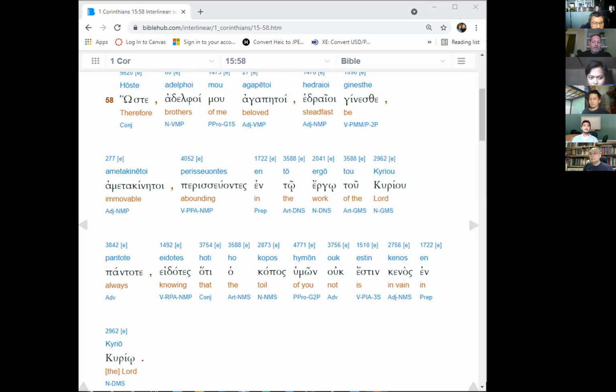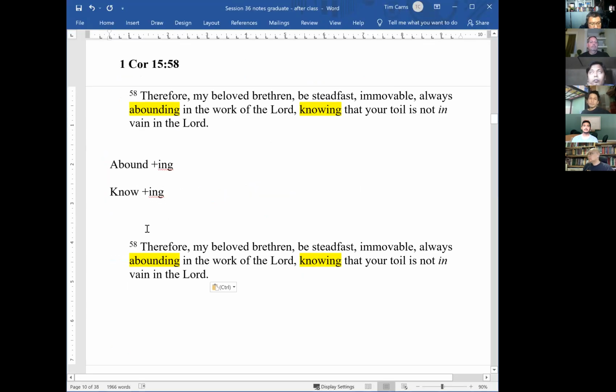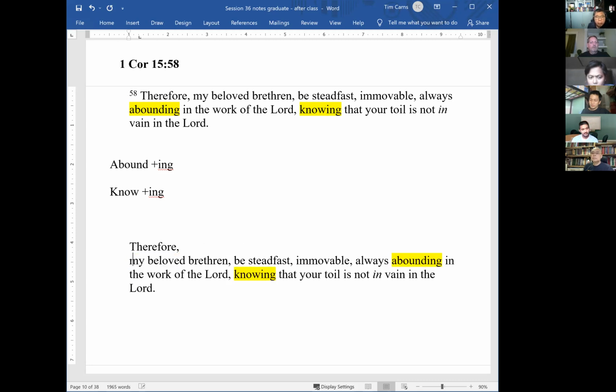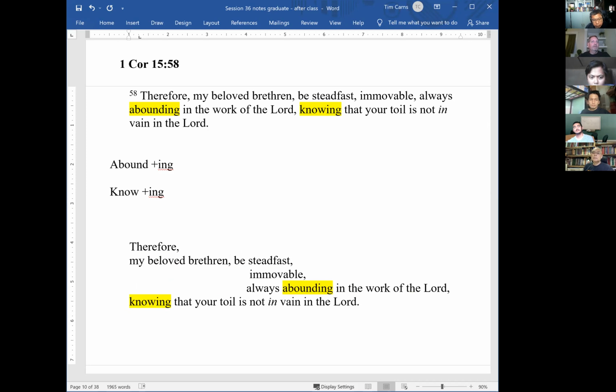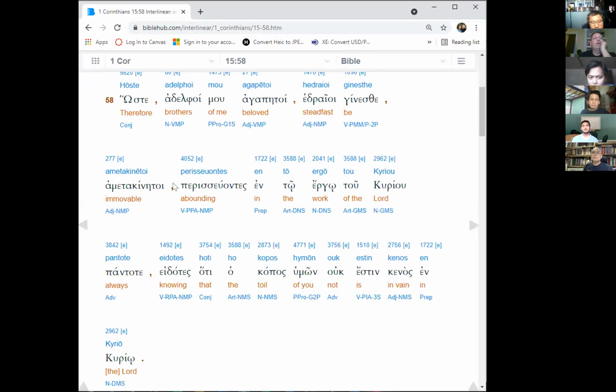So if I were to diagram this, let me take this verse out. Therefore, my beloved brethren, that's the subject, be steadfast, be immovable, and be always abounding. Now, why did they say always there? If I go back to the interlinear, is there any adverb here modifying abounding? You see anything that says always in here anywhere? It's after the Lord. In the work of the Lord, always. So abounding in the work of the Lord always. That's why they put it in the English translation there.